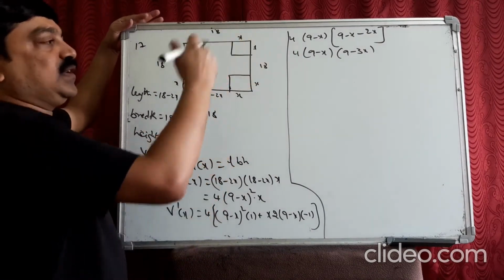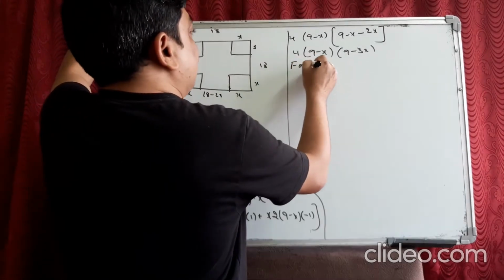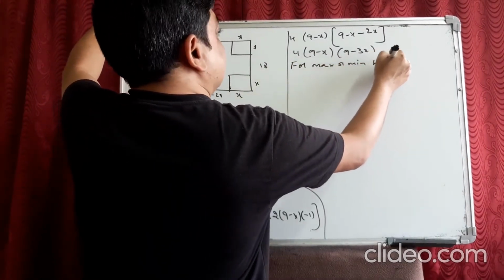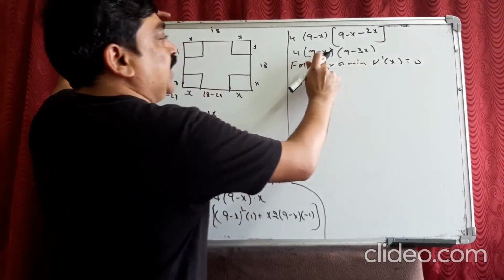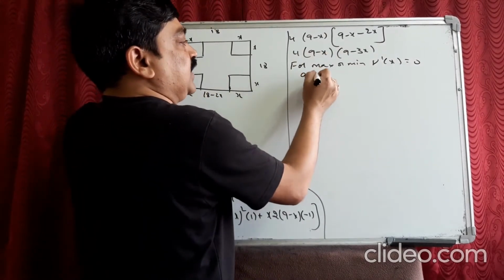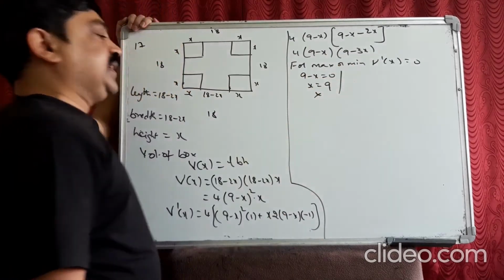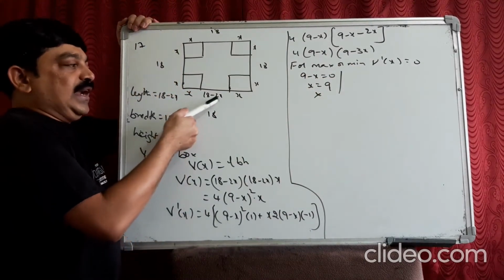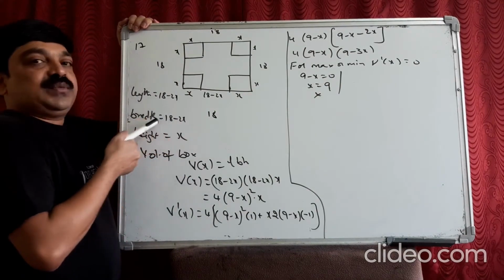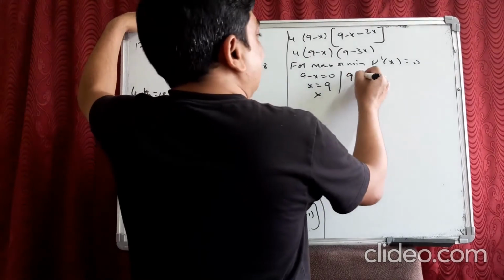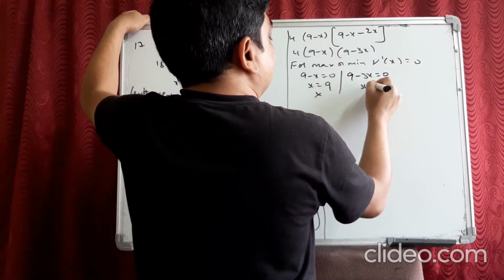Now it is easy for us to simplify, because for maximum or minimum, V dash of x is equal to 0. So when you make this equal to 0, it becomes 9 minus x is 0, x equal to 9, which we don't take, because when x is 9, what happens? 18 minus 2x, the length becomes 0, breadth also becomes 0. So no box. So I take 9 minus 3x is 0, so x will be 3.